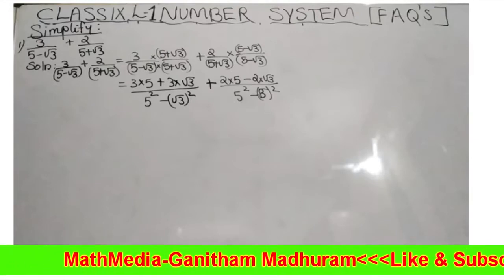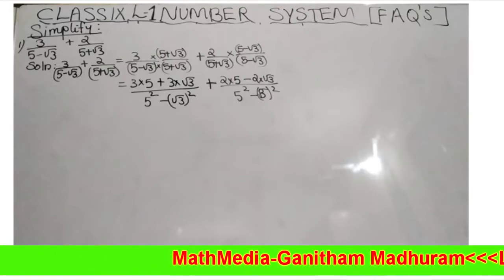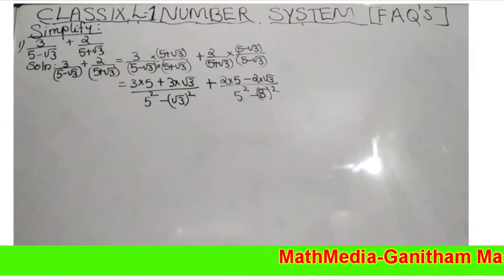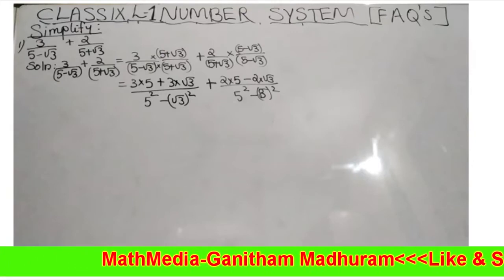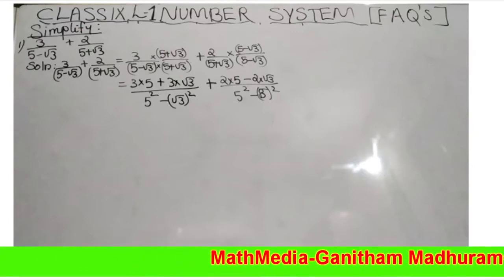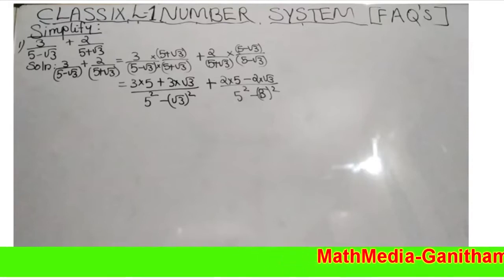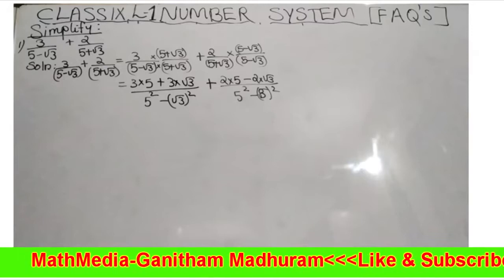Let's solve. Here you can see the denominator is an irrational number. So the first step is to make the denominator a rational number. How can we do this? By multiplying by the rationalizing factor of the denominator.